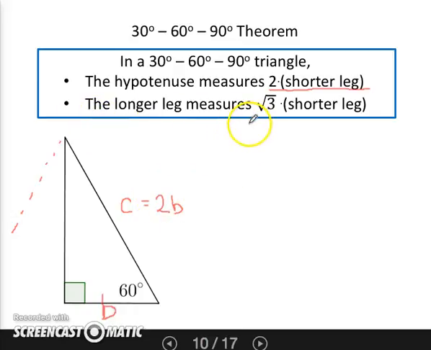The longer leg measures the square root of 3 times the measure of the shorter leg. This is the longer leg, and so it measures the square root of 3 times the measure of the shorter leg, which again, square root of 3 times B. So I've labeled these sides in relation to the shorter leg of the triangle. Just to review, the hypotenuse is the side directly across from the right angle, and the two other sides of the triangle are called legs.